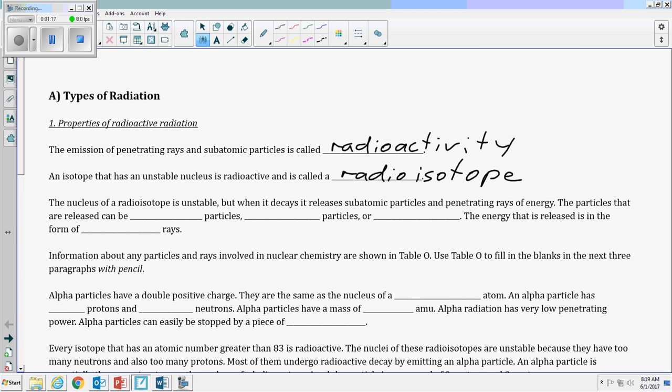Good. Now, radioisotopes are unstable. That means they decay, they break down in a predictable way. And there are 3 different types of decay, all release particles. There are alpha particles, there are beta particles, and there are positrons. For most of the time, there is also energy released during these processes in the form of gamma rays.